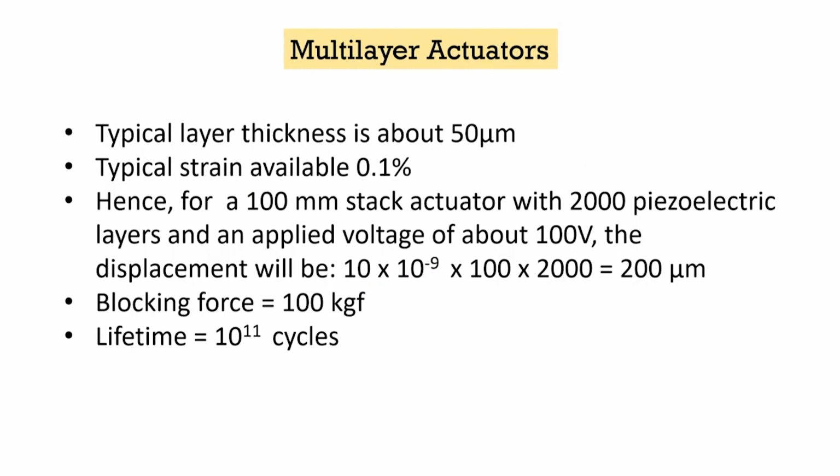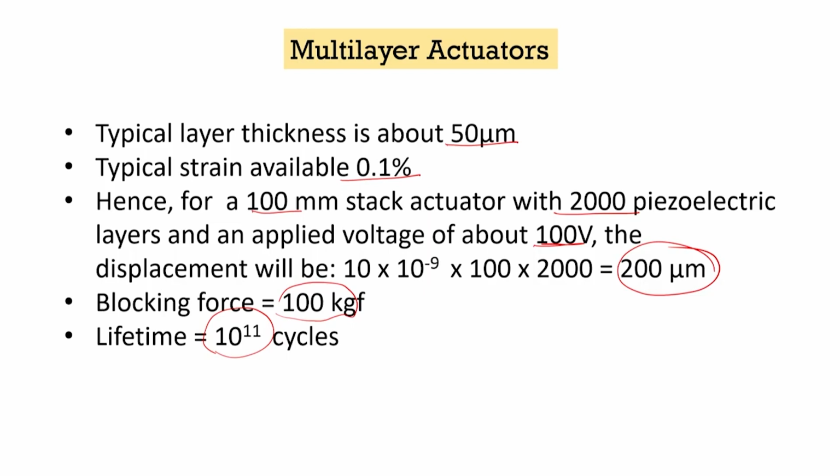Typically the layer thickness is about 50 micrometers and a typical strain available is 0.1%. So, for a 100 millimeter stack actuator with 2000 piezoelectric layers, with an applied voltage of about 100 volts, the displacement you will get is about 200 micrometers. If you try to stop it, you will get a 100 kg force, and the lifetime will be 10 to the power 11 cycles. That shows how robust it is and how much large force you can generate from a small compact actuator system.